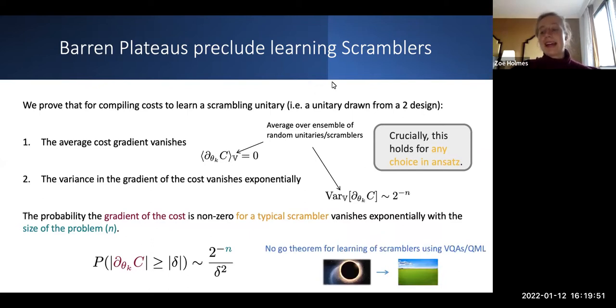And so this effectively acts as a no-go theorem for learning scramblers using variational quantum algorithms, quantum machine learning. Because you're not going to be able to do it for large-scale problems, because you're going to encounter this barren plateau where training becomes exponentially expensive.